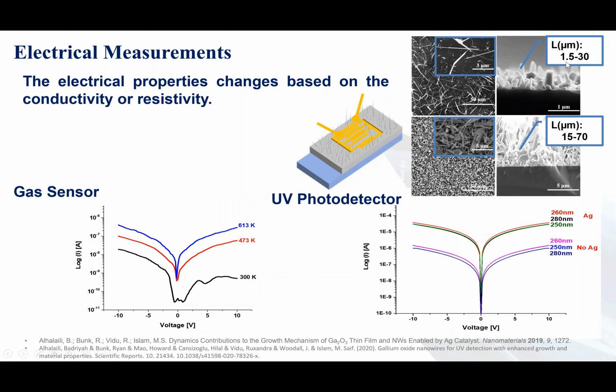As you see, the first one is in the range of 1 to 30 micrometers in length. The second one, with the silver, gives much longer wires, 15 to 70 micrometers in length.